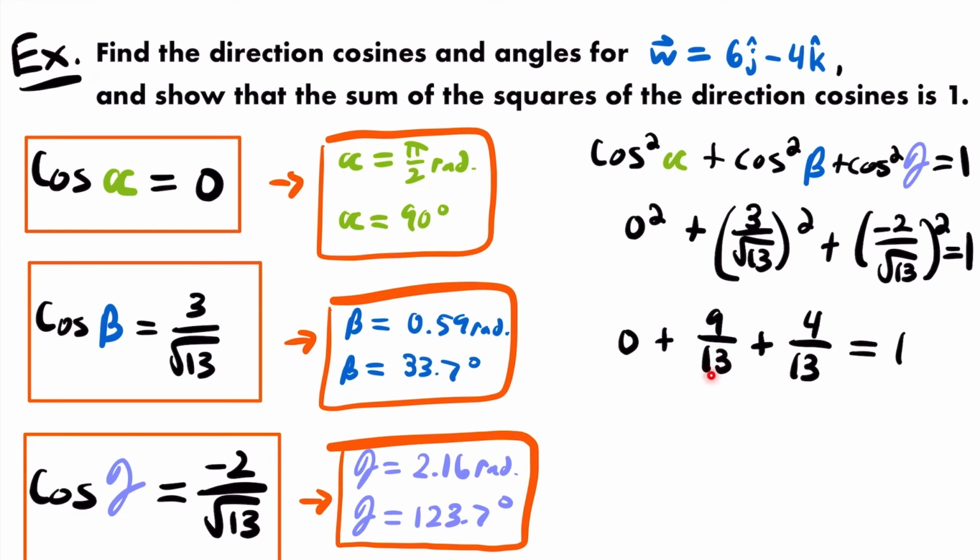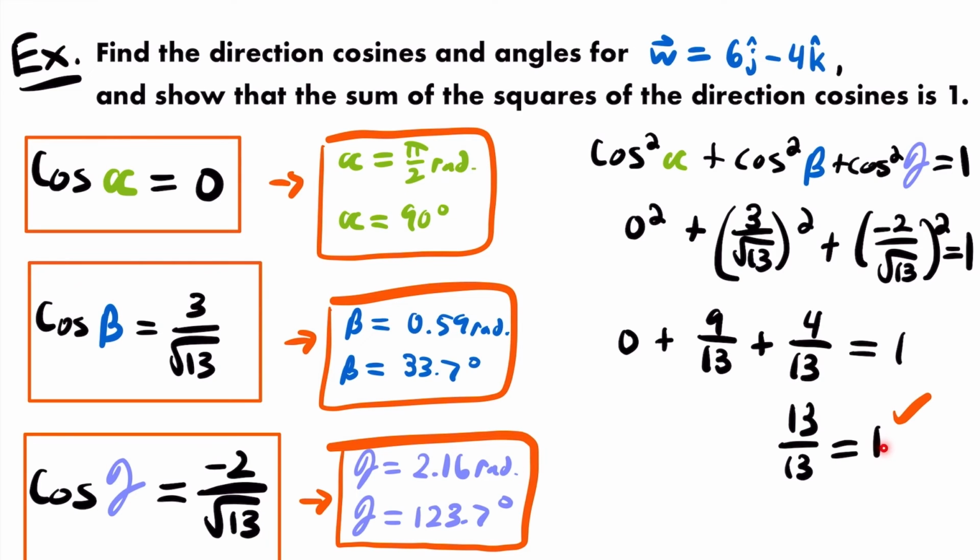And then we have 9 thirteenths plus 4 thirteenths. And since these fractions have a common denominator, we can add the numerators, and 9 plus 4 is 13. So we have 13 divided by 13 is equal to 1, and that, of course, is true. Anything divided by itself is 1. Okay, and so we have shown that the sum of the squares of the direction cosines is 1 for this vector, which it should be.